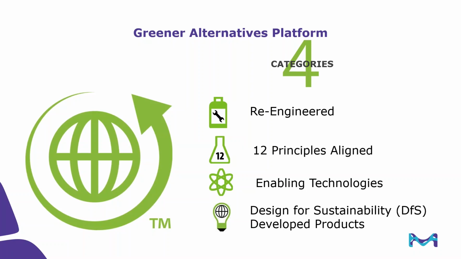Those products identified in these 4 categories, we give this icon on the left, the globe with the reverse arrow. That's a greener alternative product on our website. So we currently have about 1,000 products in this category, across all the 4 categories.